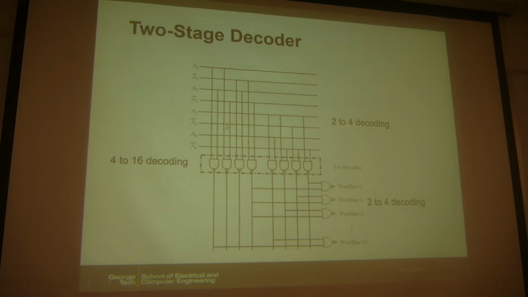Therefore, it's better to split this into two stages. So this is like a two-stage decoder. For example, let's say this is 4 bits. You need to decode to 16 outputs. And what you can do is to divide this into two stages. The first stage is 2-bit to 4-output decoding, and then the second stage does another 2 to 4 decoding. So you break this up into two stages, and then you can save the area because the fan-in is now reduced. Typically, if your address is larger than 5 bits, then you want to do this two-stage decoder.